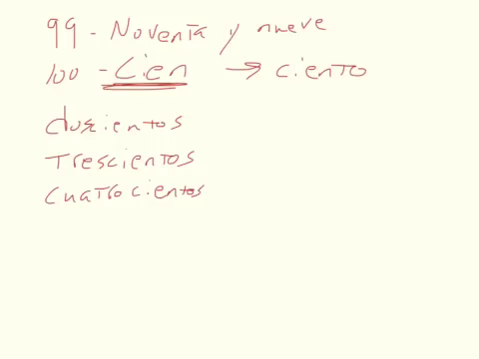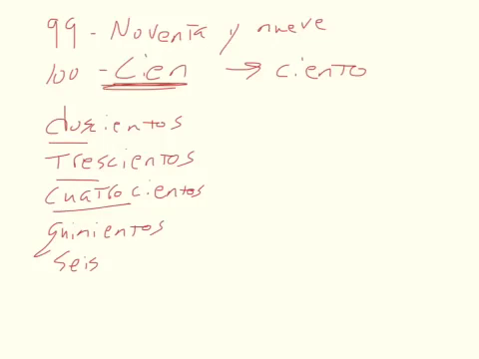And so you can kind of see a pattern emerging here, just 2 and then 100, 3 and then 100, 4 and then 100. But then there are a few that are weird. So 500 is not "cinco cientos" like you would expect, but it's "quinientos."